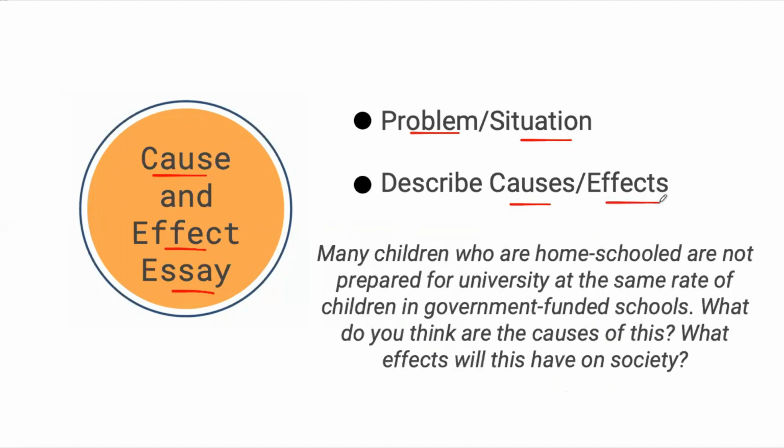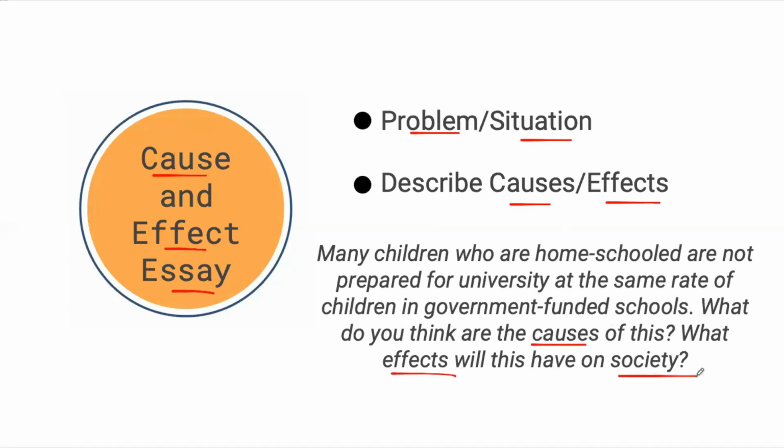And the example question here says, many children who are homeschooled are not prepared for university at the same rate of children in government-funded schools. What do you think are the causes of this? What effects will this have on society?